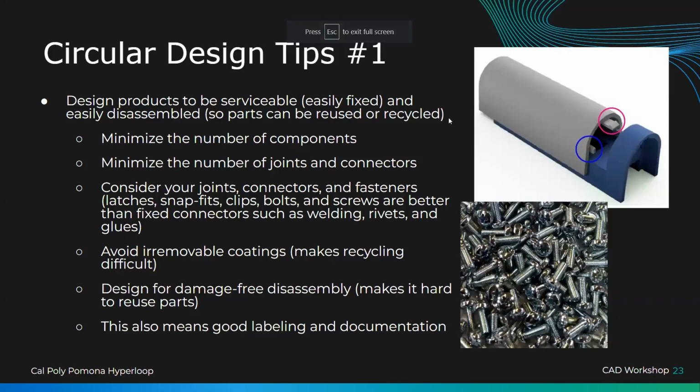Okay. So again, consider your joints, connectors, and fasteners. You've got latches, snap fits, clips, and even bolts and screws. Those are better than fixed connections like welding, rivets, or glues, because those are a lot harder to disconnect. Try to avoid irremovable coatings because it makes recycling really hard. Make sure you design for damage-free assembly so that parts can be reused. It's not going to be something where once you assemble it, it can't be disassembled without damaging it.